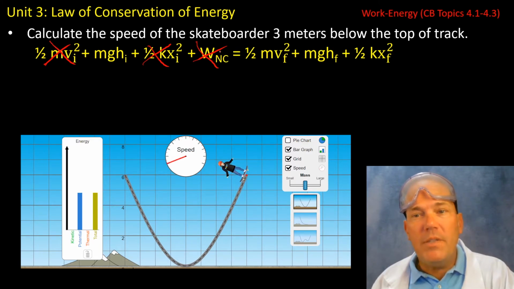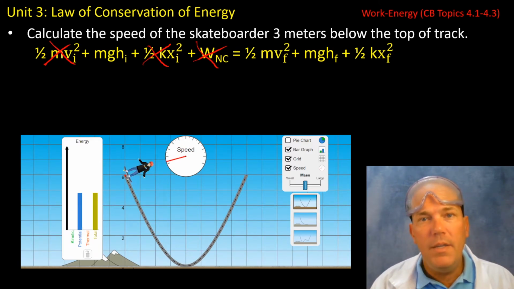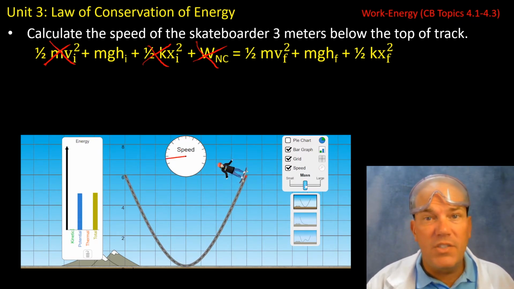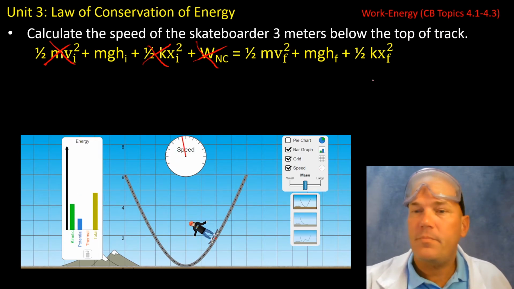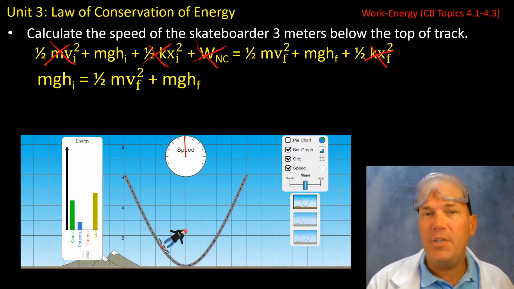Now let's look at what's happening 3 meters below the top of the ramp. Is the skateboarder moving? Absolutely. Is the skateboarder above our zero line that we placed at the bottom of the ramp? Sure. So we're left with the following energy expression.